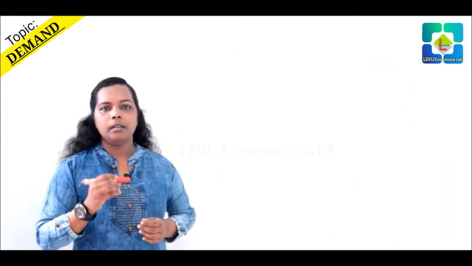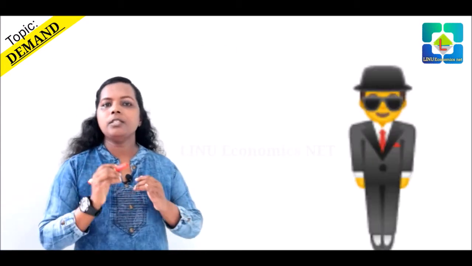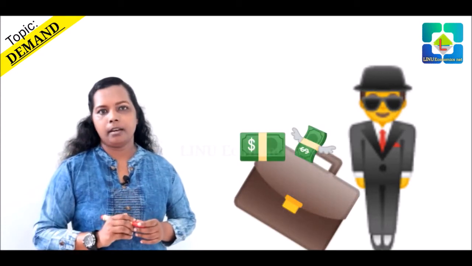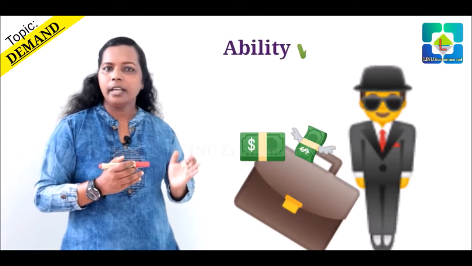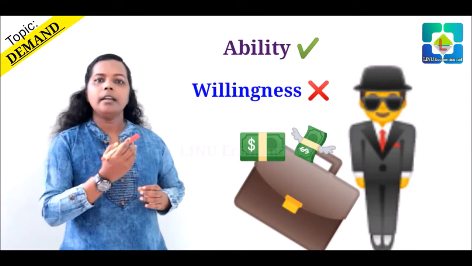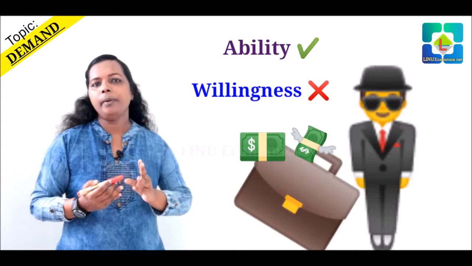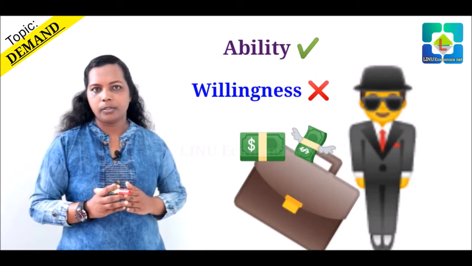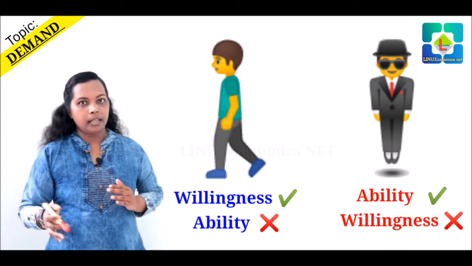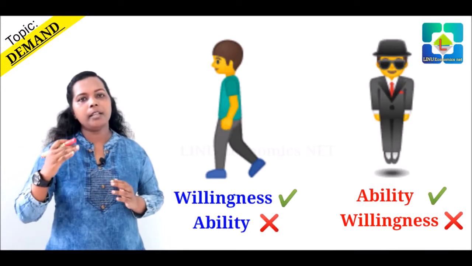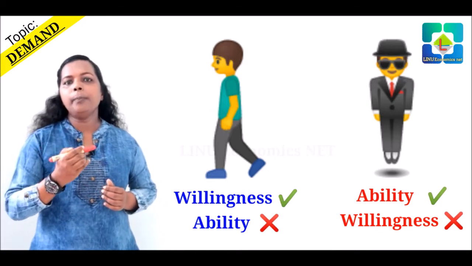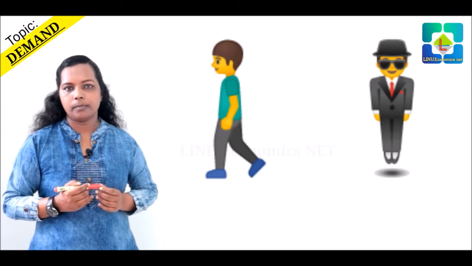Another person, Mr. Peter, he has enough money to buy a house, but he is not willing to buy a house. Here, he has the ability, but the problem is he is not willing. Here in our example, these two people are unable to buy a house because one person is willing, another person is not willing. One person has the ability, another person has no ability. In this situation, these two persons are not buying the house.